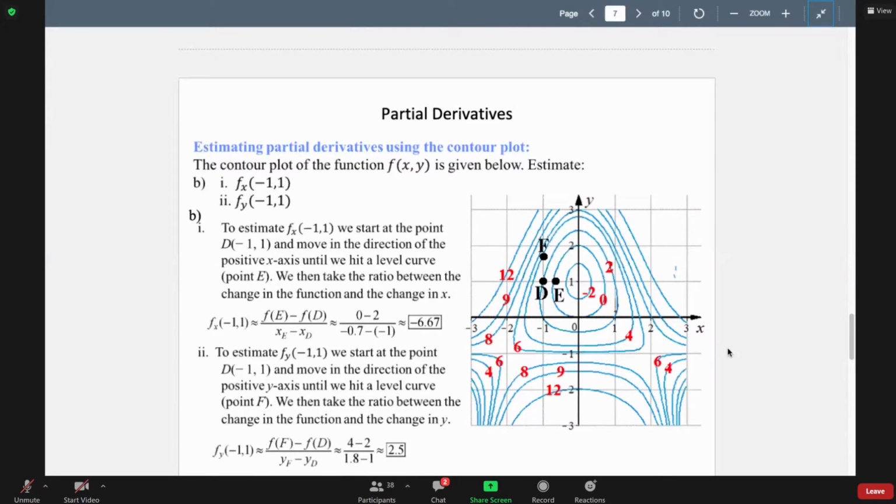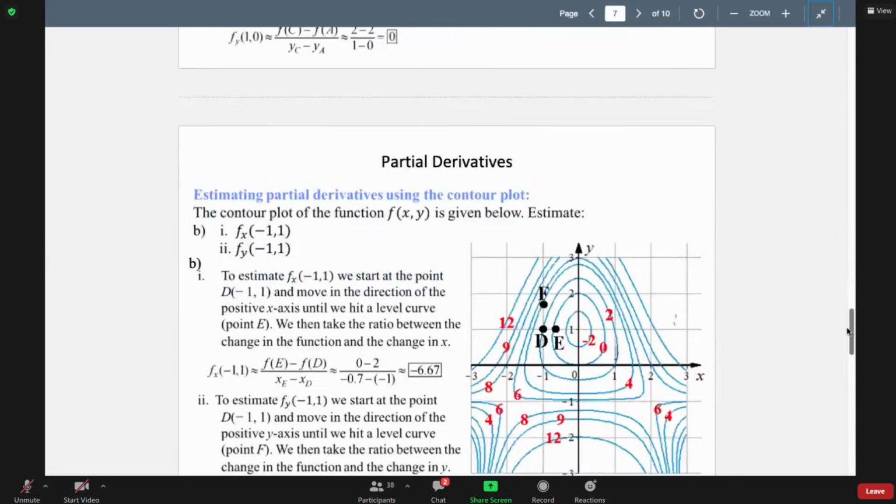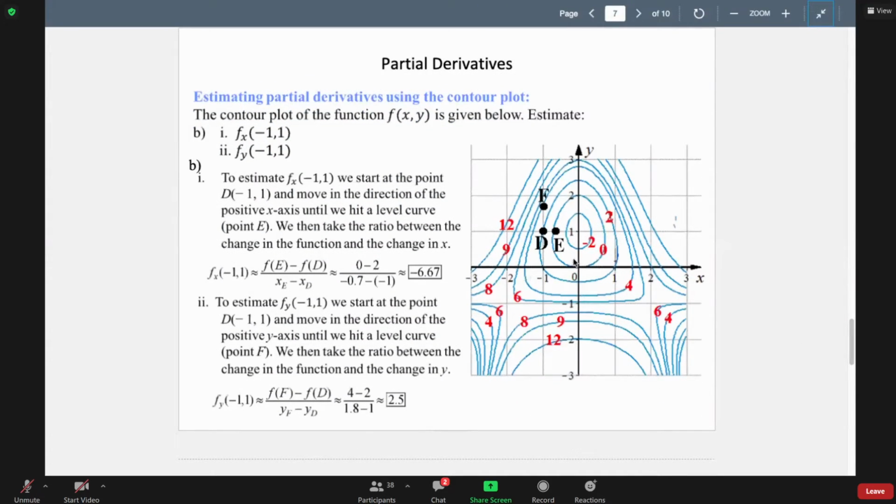Another example. So again, you have a contour plot. That's the same contour, I think. Yeah, same contour, but now they want you to estimate those partials at the point -1, 1. So at the point D, they want you to estimate the partials. To estimate in this direction, you will use the points E and D. To estimate in this direction, you will use the points D and F. So to estimate Fx, this is F of E minus F of D, over the distance between those 2 points.